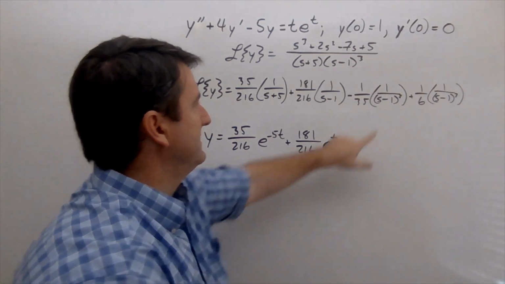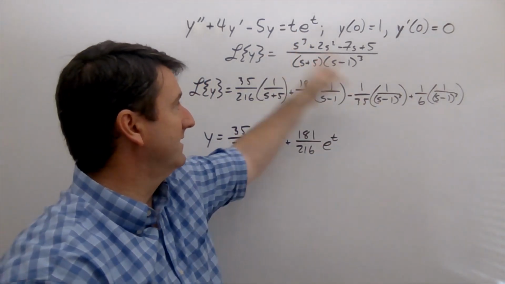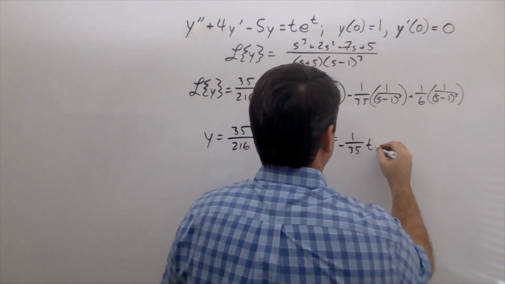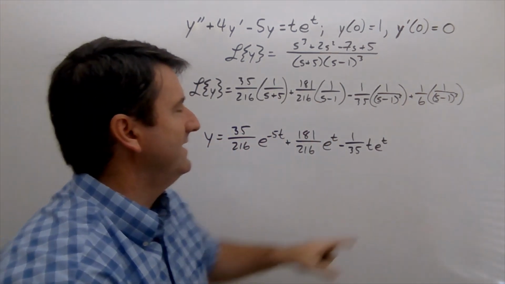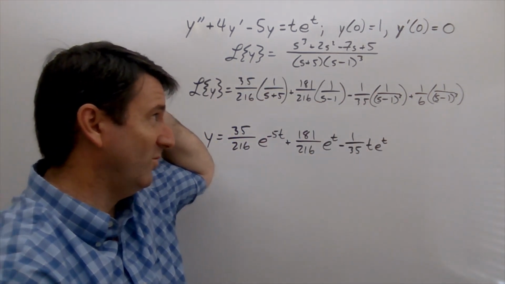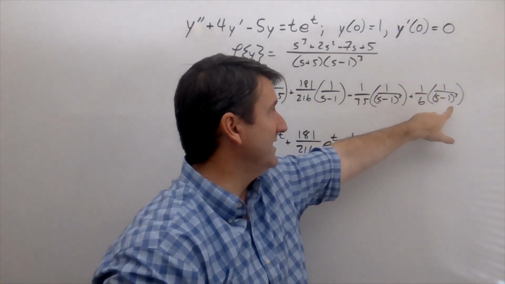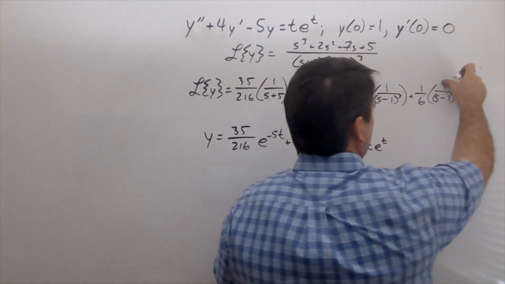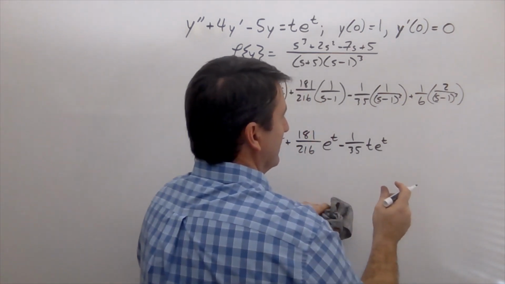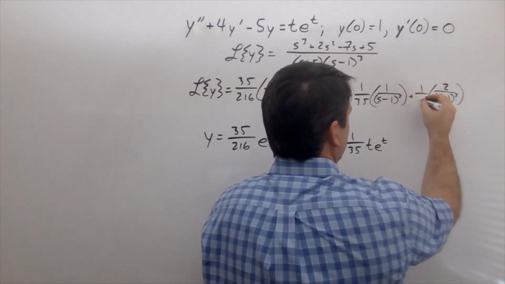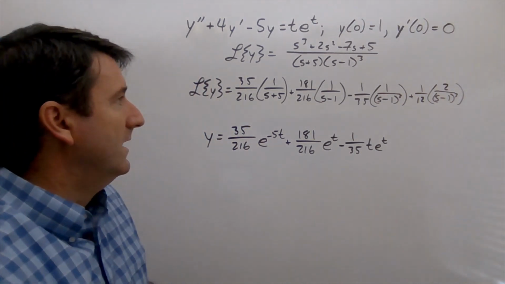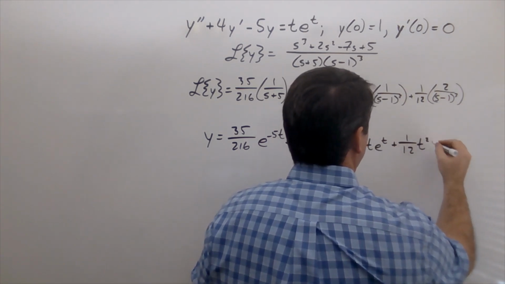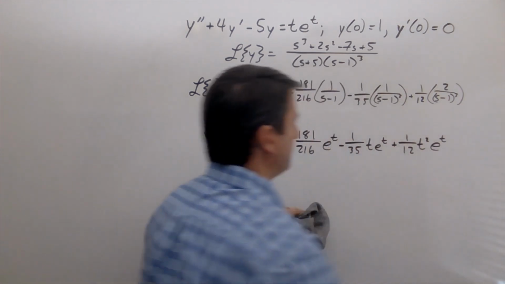This one here, notice this is t e to the t. We've already done that going this way. So this is going to be minus 1 over 35 times t e to the t. And then on this last one, we've got s minus 1 cubed. So that's s minus 1 to the 2 plus 1. So we need this up here to be 2 factorial. So let's multiply by 2 up top here. And if we do that, we have to divide by 2 as well. So we get this final thing is going to be 1 over 12 times t squared e to the t.